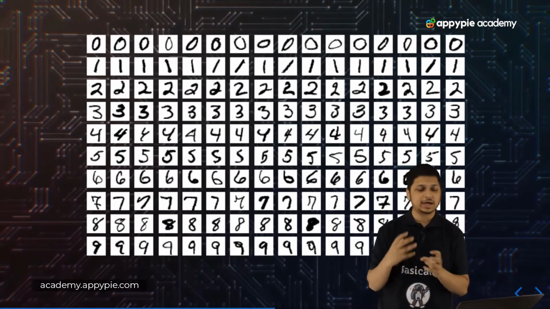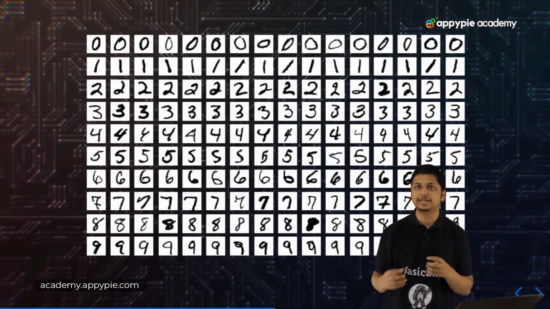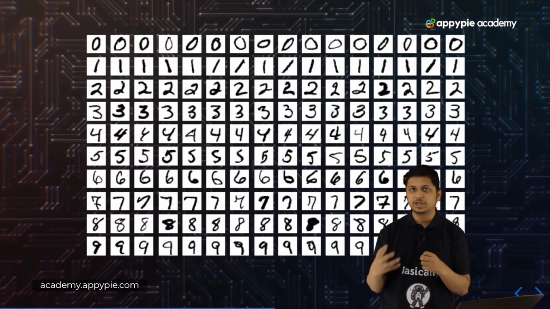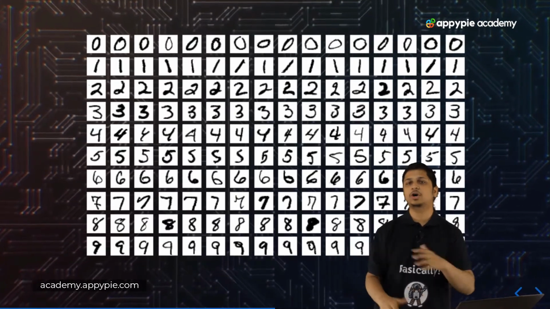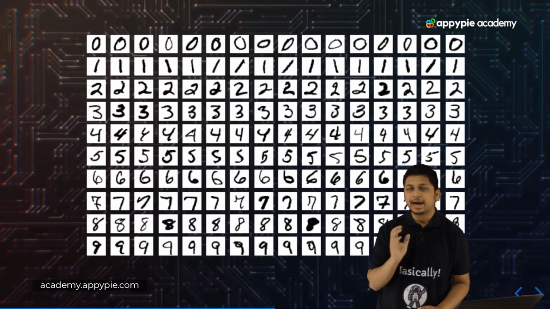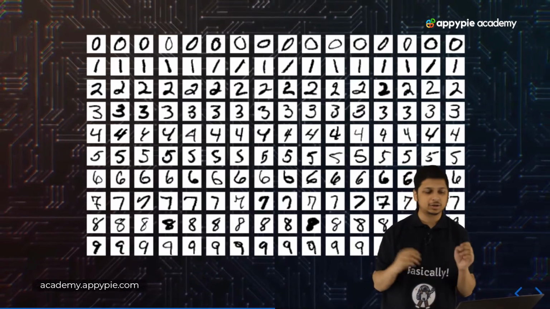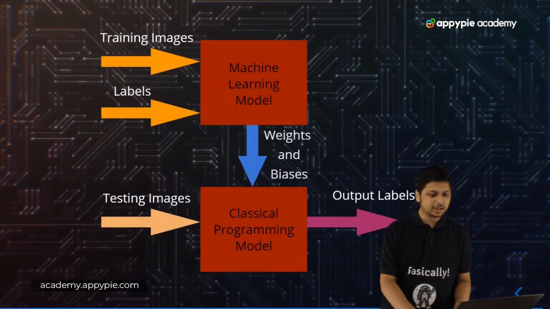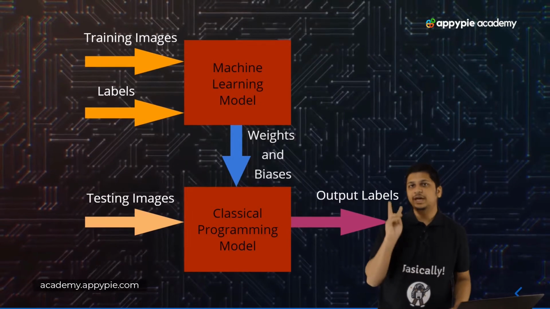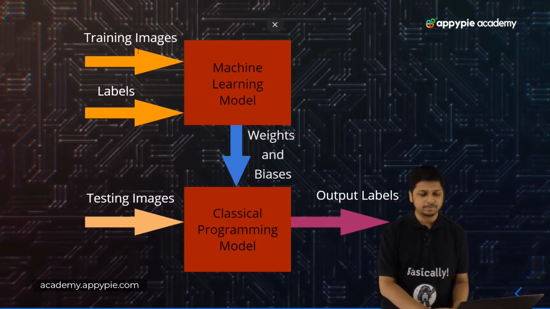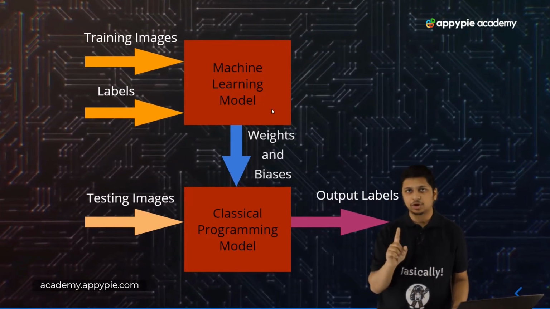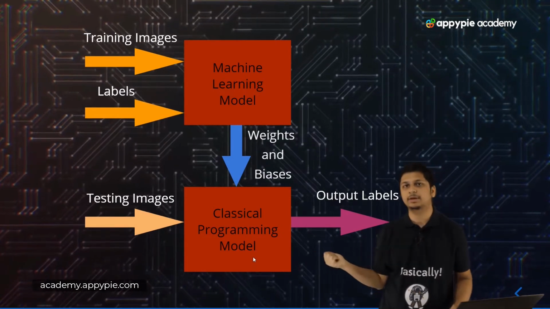That is how we are going to use the MNIST dataset to create a model which can train on the MNIST dataset on the Google Cloud Console, and then we'll look at the loss and also see some results. Over here, first of all, we have two red boxes: the machine learning model, and the classical programming model.